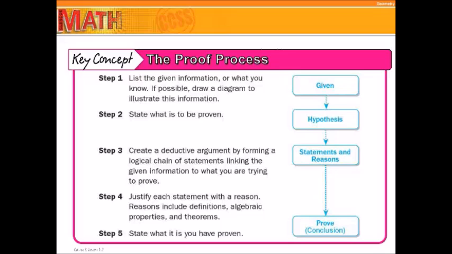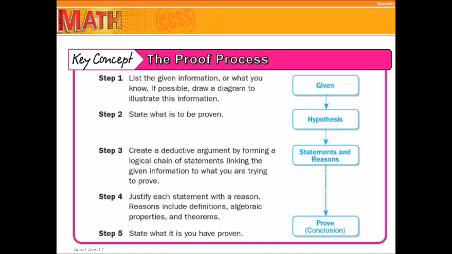Okay, let's turn your workbooks to page 380. Please address the key concept at the top of the page, the proof process. There are 5 steps in the process. Step 1 is to list given information or what you know. If possible, you can draw a diagram to illustrate this information. Step 2 is to state what is to be proven.